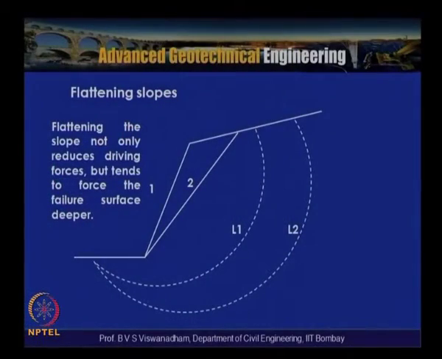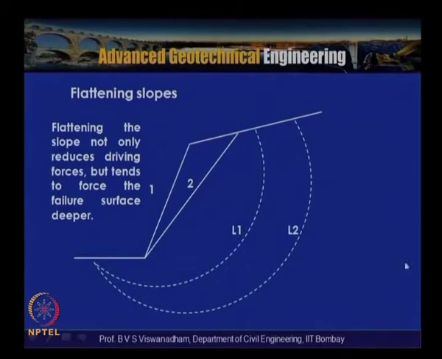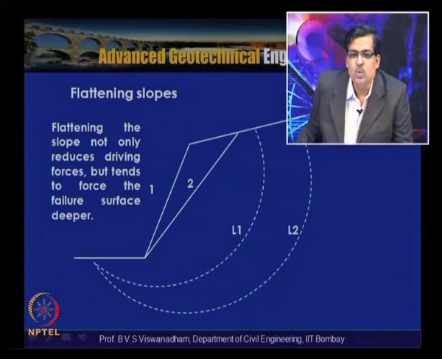The flattening of the slopes: in this particular figure, a cross section of a slope is shown. The slope profile shown here is steeper than the slope section shown here, which is slightly flatter. Let us assume that with slope cross section 1, this is the potential failure surface L1, and with slope cross section 2, which is flatter than slope 1, the slip surface or potential failure surface is L2.